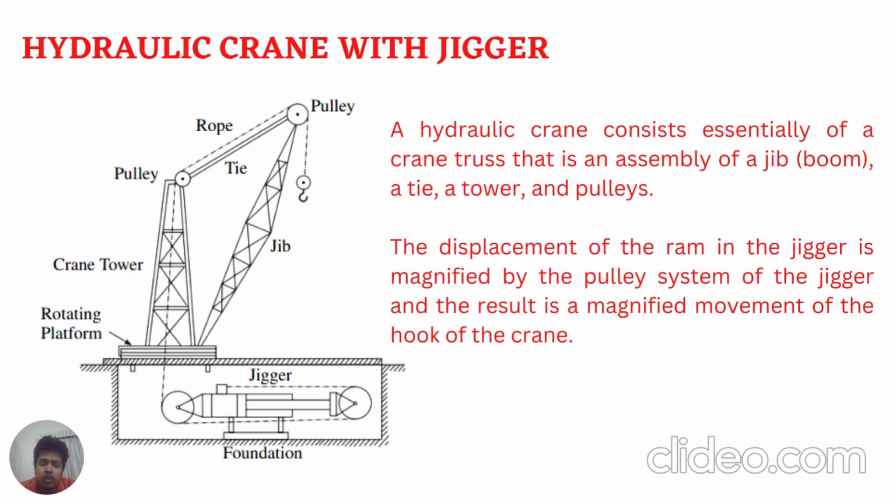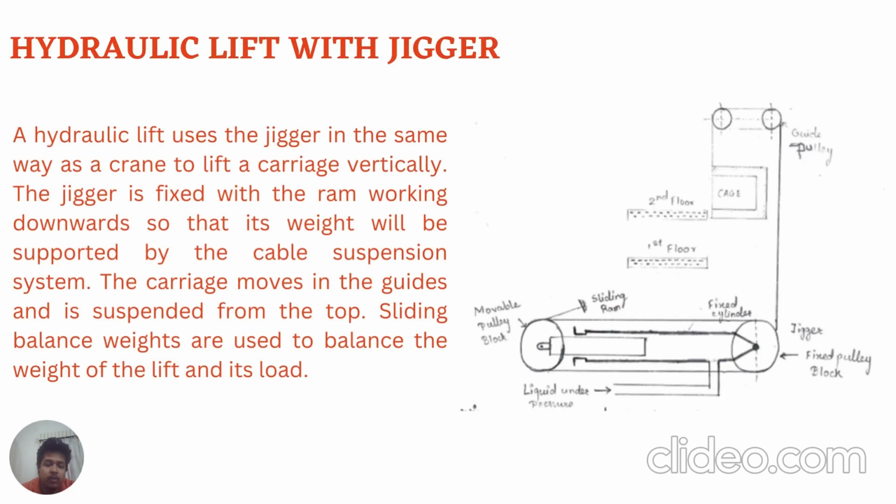In this, the jigger is operated by a water hydraulic system. This displacement of the ram, as I said, in the jigger is magnified by the pulley system. Now let's see what are the further things we can operate with the help of the jigger.